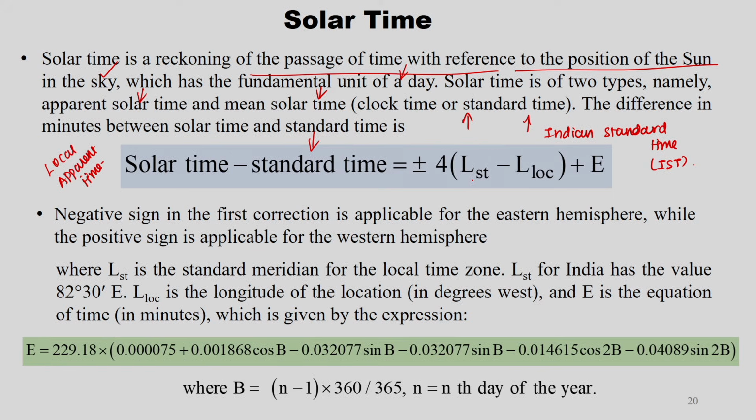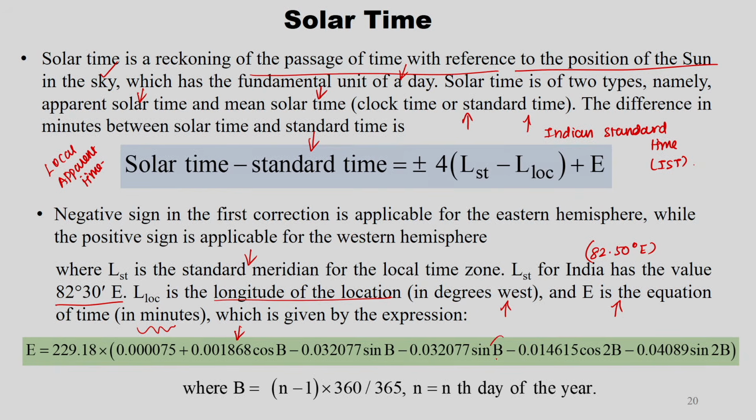So, what is this LST? LST is the standard meridian for the local time zone, and LST for India has the value of 82 degree 30 minutes in the east, or 82.50 degrees in the east. LLOC is the longitude of the location for which we are supposed to calculate the solar time, in degrees west or east. And E is the equation of time, which is in minutes, given by the expression below.